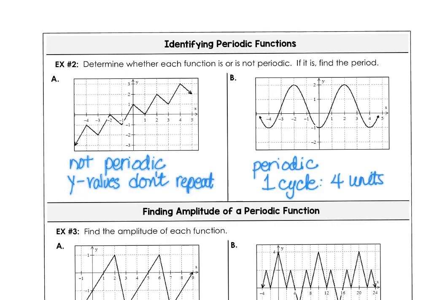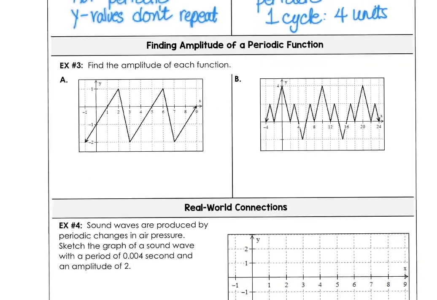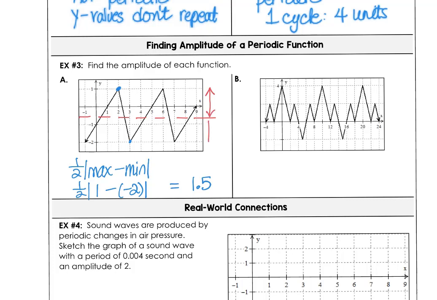In example 3, we want to find the amplitude of each function. So amplitude, we said, was the half of the distance between the maximum and the minimum. So we want to take the difference between the max and the min. The max is 1, the min is -2. So the distance between 1 and -2 would be 3. So half of 3 would be 1.5. That would be our amplitude. And that midline would occur at y equals -1/2. So we go 1.5 up and 1.5 down for the amplitude.